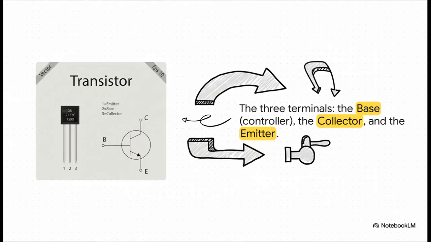So on the left, you can see the physical component, and on the right is its symbol in a circuit diagram. And both show the three crucial parts. The base, that's our controller, that's the valve handle. Then you have the collector and the emitter, and they form the main pipeline where the big current flows through, just waiting for the base to tell it what to do.